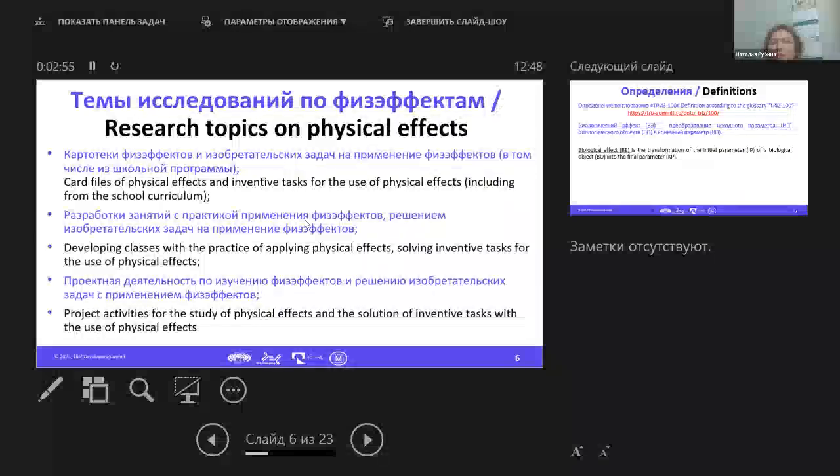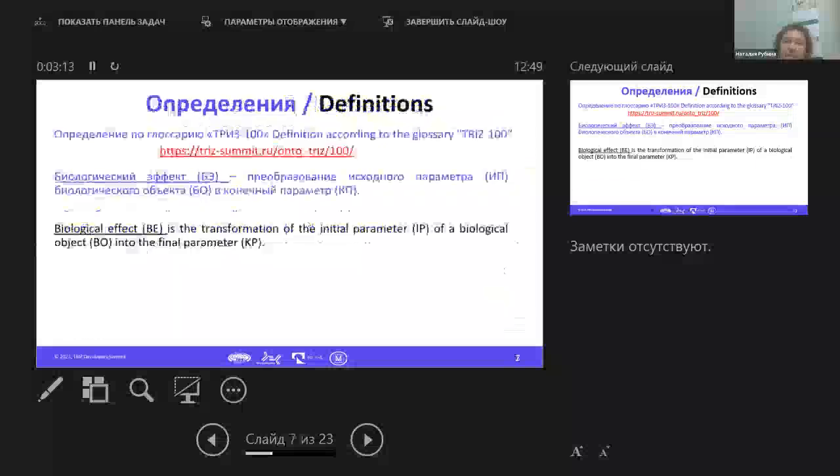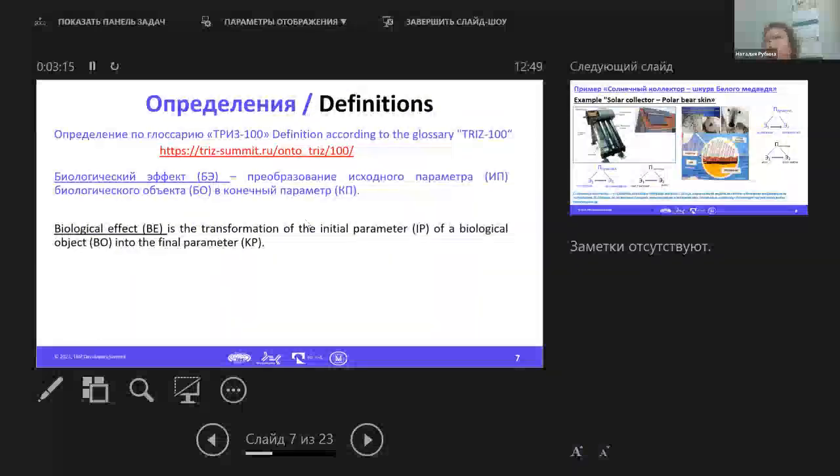For that, we need dedicated studies of physical effects and the solution of inventive tasks with the use of those physical effects. Besides that, going forward, I believe that senior pupils and junior pupils can work with projects to study physical effects and apply them to addressing inventive problems. This is on those physical effects.